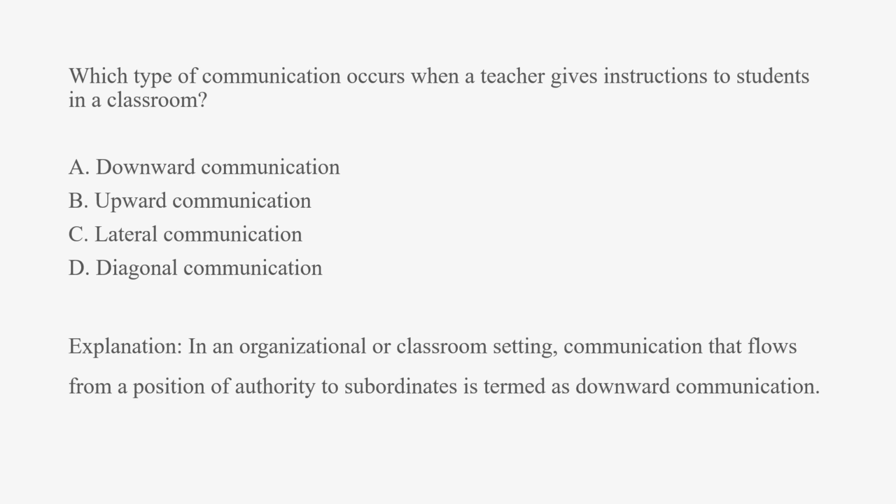Which type of communication occurs when a teacher gives instructions to students in a classroom? Downward communication, upward communication, lateral communication, or diagonal communication. In the classroom setting, the authority is giving instructions to the subordinates. That means here it is downward communication. From higher authority to lower subordinates, the instructions are passing. So it comes under downward communication.